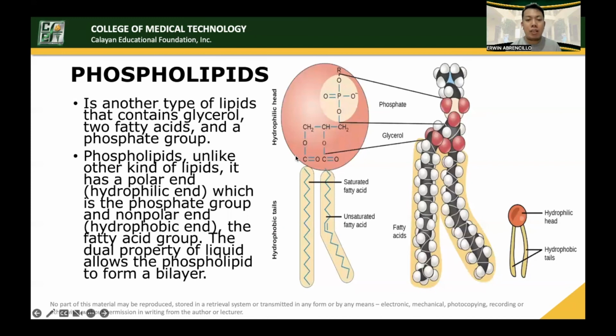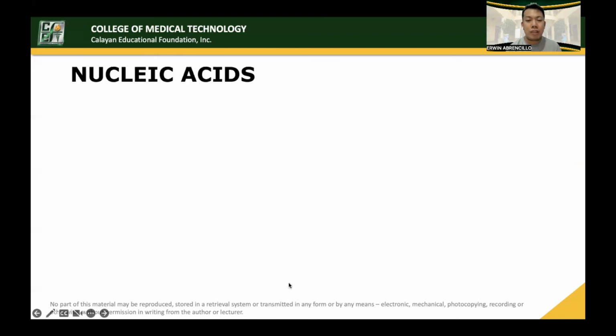So you have here on top the hydrophilic or water-loving head, and then the hydrophobic tail on the bottom side. It contains the phosphate group, this one, glycerol, this one, and then the saturated fatty acid, and then the unsaturated fatty acid. That depends on whether these are both unsaturated or both saturated fatty acids.